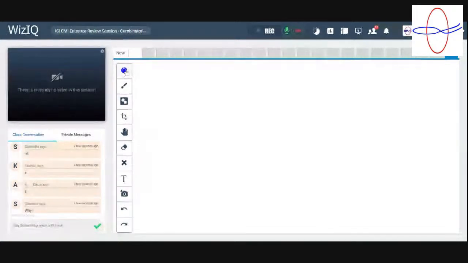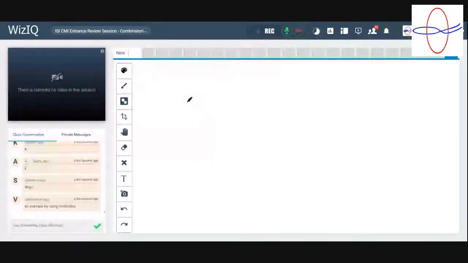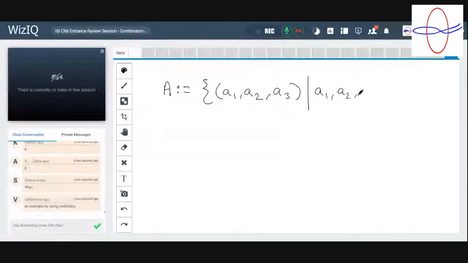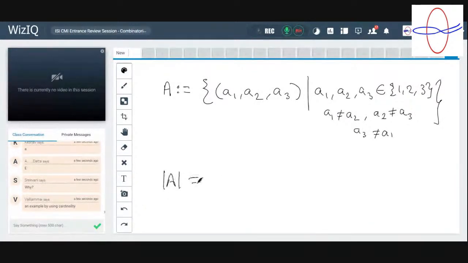Okay, so finally, cardinality is there, right? Even if you don't realize. So if I write my problem in this manner, so say I define A to be the set A1, A2, A3, such that A1, A2, and A3 belong to 1, 2, 3. A1 not equal to A2, A2 not equal to A3, and A3 not equal to A1. And then I ask you what is the cardinality of A, what will you say?